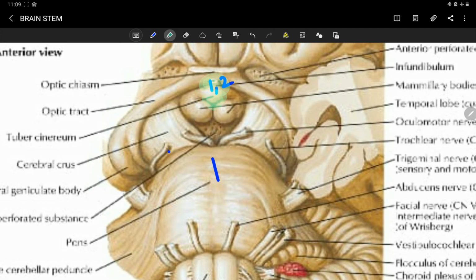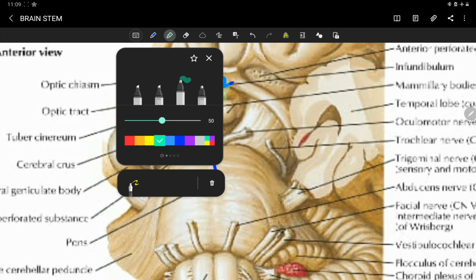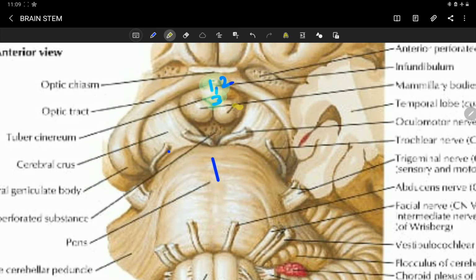This area is called your tuber cinereum, and I can see here also these two swellings. These two swellings I have numbered 4. This is your mammillary body. Then I can see also this area. This area is nothing but your posterior perforated substance.